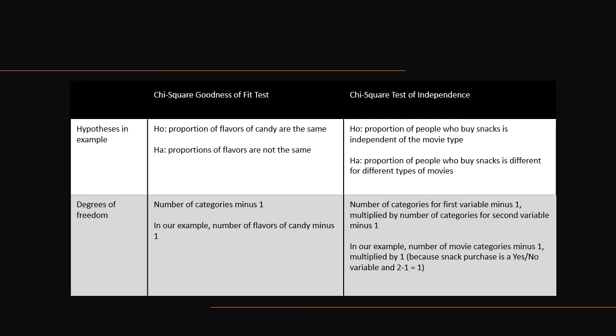Now, in every chi-square test, we find the degrees of freedom, which varies according to the test. Like for chi-square goodness of fit test, we find the degrees of freedom by number of categories minus 1. In our example, the number of flavors of candy minus 1. And in chi-square test of independence, we find degrees of freedom by number of categories for first variable minus 1 multiplied by number of categories for second variable minus 1. In our example, the number of movie categories minus 1 multiplied by 1 would be 1.